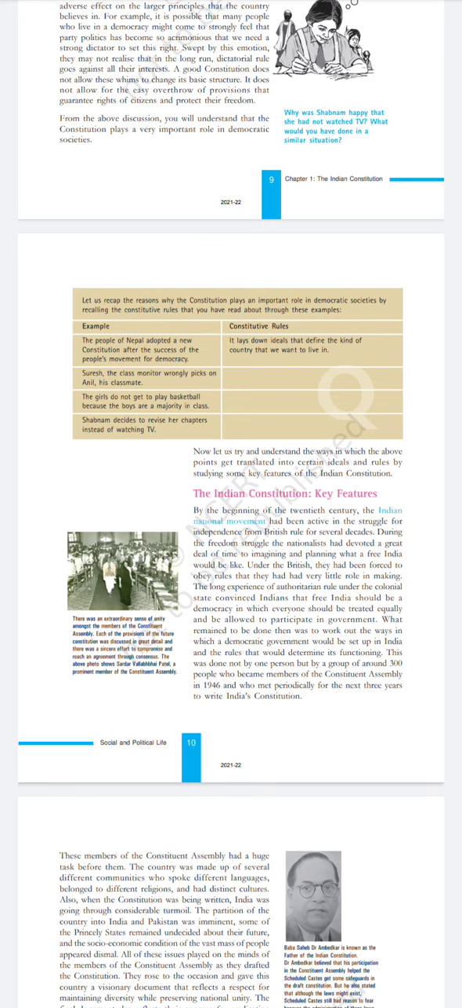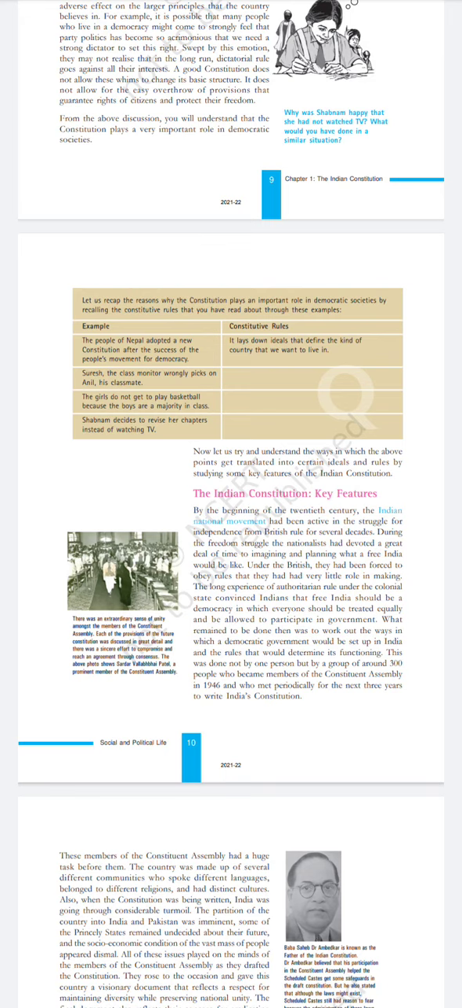By the beginning of the 20th century, the Indian national movement had been active in the struggle for independence from British rule for several decades. During the freedom struggle, the nationalists had devoted a great deal of time to imagining and planning what a free India would be like. Under the British, they had been forced to obey rules that they had very little role in making. The long experience of authoritarian rule under the colonial state convinced Indians that free India should be a democracy in which everyone should be treated equally and be allowed to participate in government.